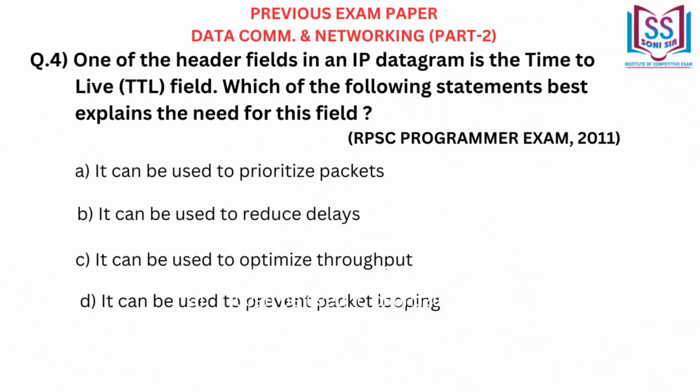One of the header fields in an IP datagram is the time to live (TTL) field. Which of the following statements best explains the need for this field? A. It can be used to prioritize packets. B. It can be used to reduce delays. C. It can be used to optimize throughput. D. It can be used to prevent packet looping. Correct answer D. It can be used to prevent packet looping.